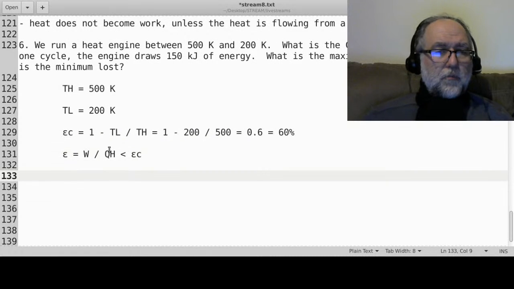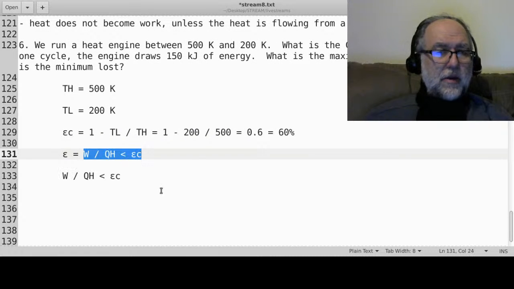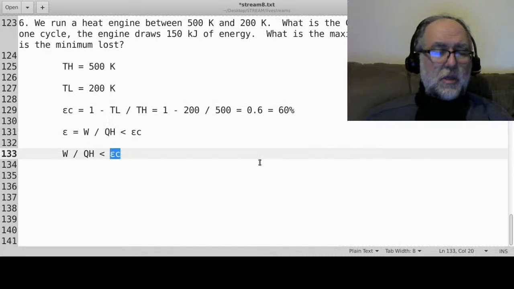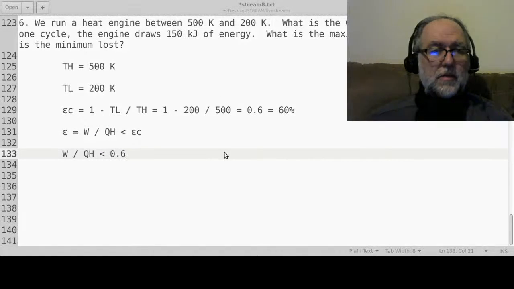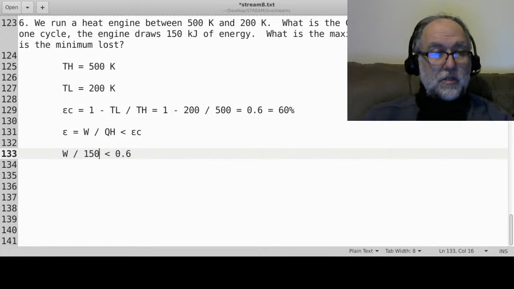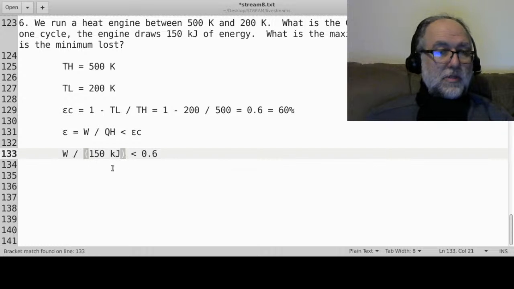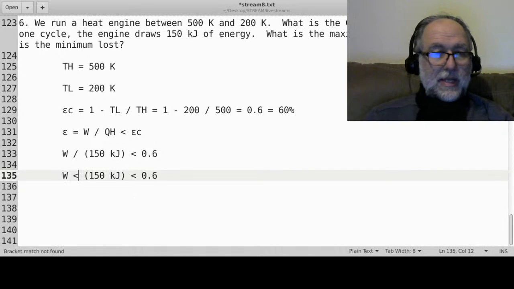And so over here, using just this piece of it, we could say the Carnot efficiency we found to be 0.6, 60%. The amount of heat that you absorb from the high is 150 kilojoules. And so now you've got this equation here, and multiply both sides by the 150, and you're going to get that the work is less than 150 times 0.6. I'll actually do it this way, put this on the other side. There you go.